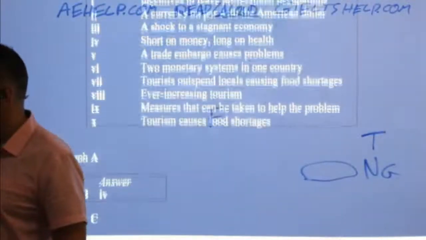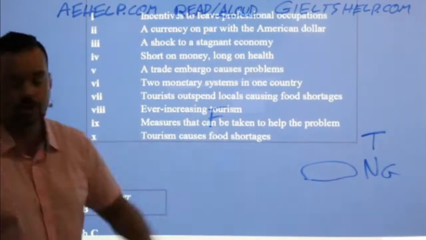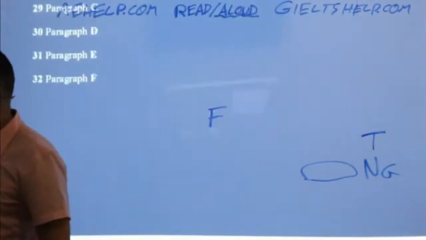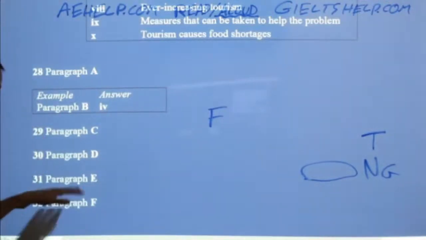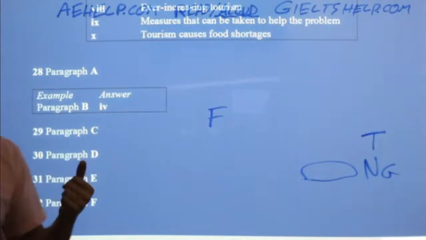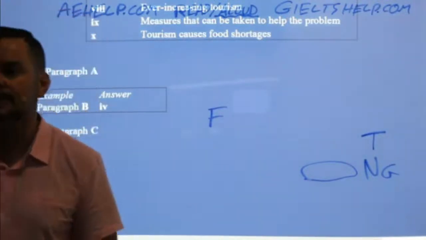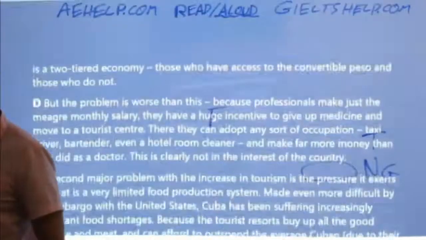So we remember that one of them had the answer X. Okay. Tourism causes food shortages. Which paragraph was X? It's one of the last ones, right? It was either E, I think it was maybe D or E. That was X. You will see this in your answer sheet, of course. Okay. So let's hop back to E real quick.